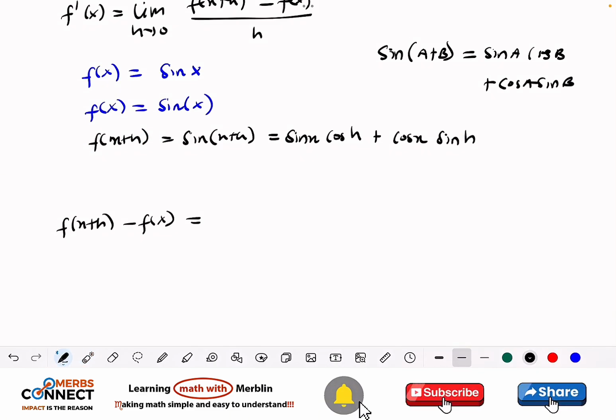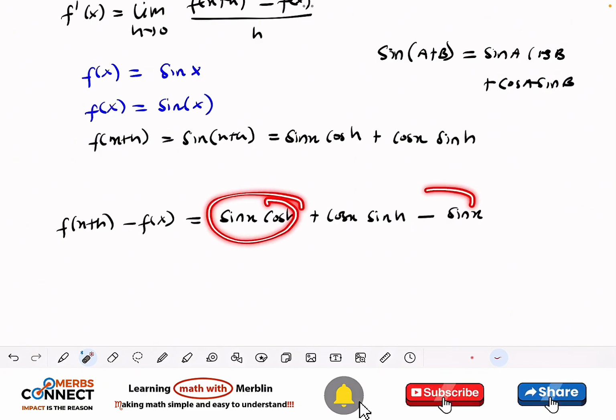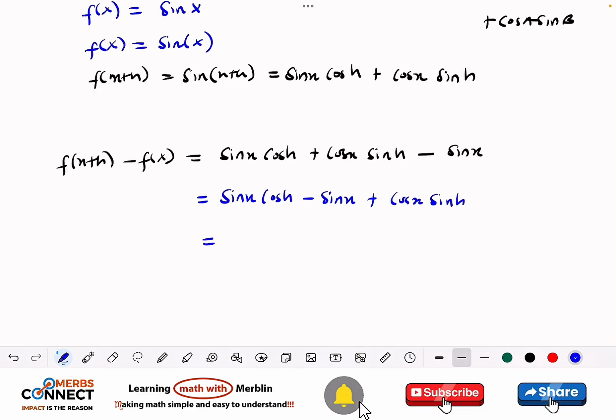So I can write this one as sine x cos h plus cos x sine h minus f of x. f of x is sine x. So we do have sine x. Now I'm just going to do something small here. I group like terms. I have sine x and I have this one here. So I will combine them together and have sine x cos h minus sine x plus cos x sine h, and then factor sine x out. This one will be sine x times cos h minus 1, and then plus cos x sine h.